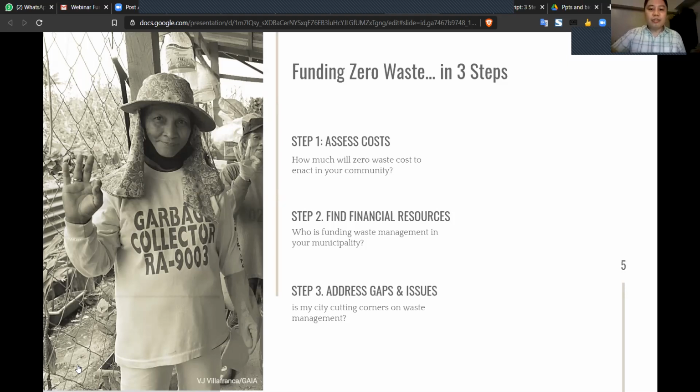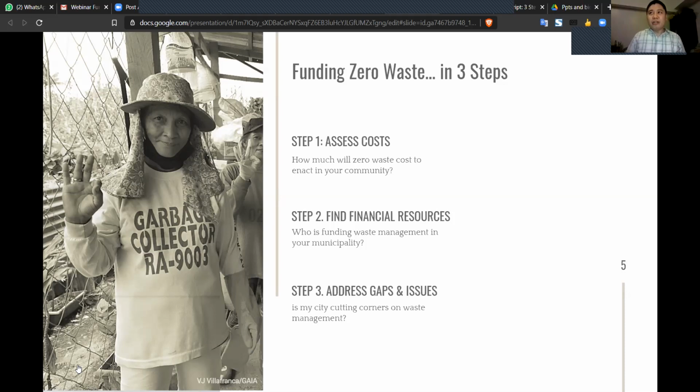Number two is to look for financial resources, answering the question on who is funding the waste management in your municipality. And a lot of cities are, in a way, using their own resources, either through taxes, business revenues, or permits. You also see schemes for EPR, and others maybe start off with philanthropic funding and so on. And number three is addressing gaps and issues.